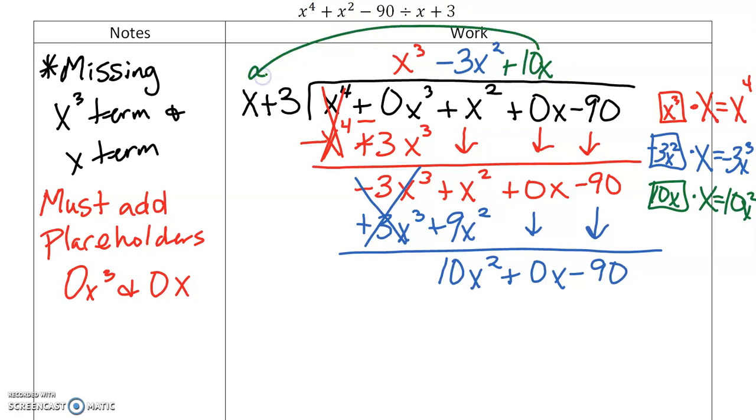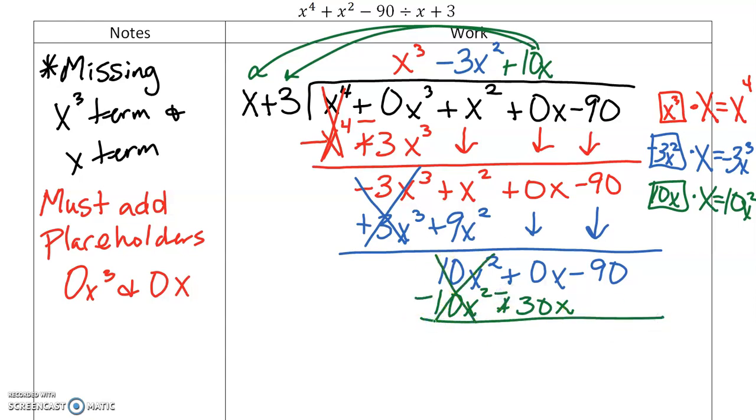Positive 10x times both of these up here gives me a positive 10x squared plus a 30x. All together, draw the line, change the signs. X squared terms are gone. 0 and negative 30x gives me a negative 30x, bringing down the negative 90. Repeat.